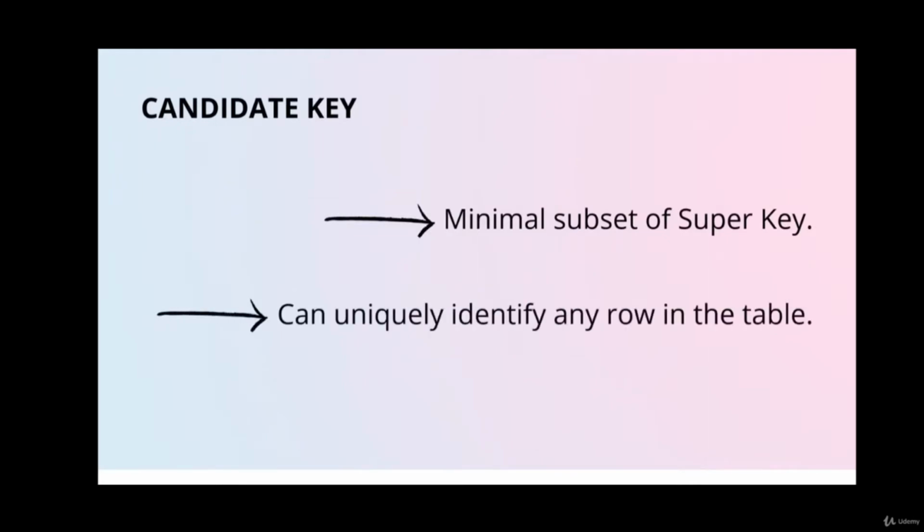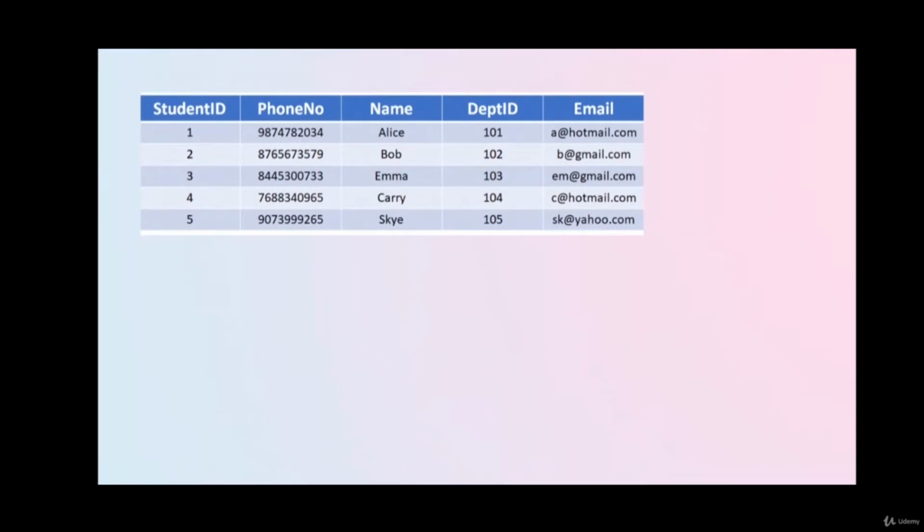Next key is the candidate key. What is the candidate key? A candidate key is the minimal subset of super key. In candidate key, we will not take the combinations of 2 or more keys. Instead, we will only take individual keys. So in this table, the candidate keys are student ID, phone number, and email.